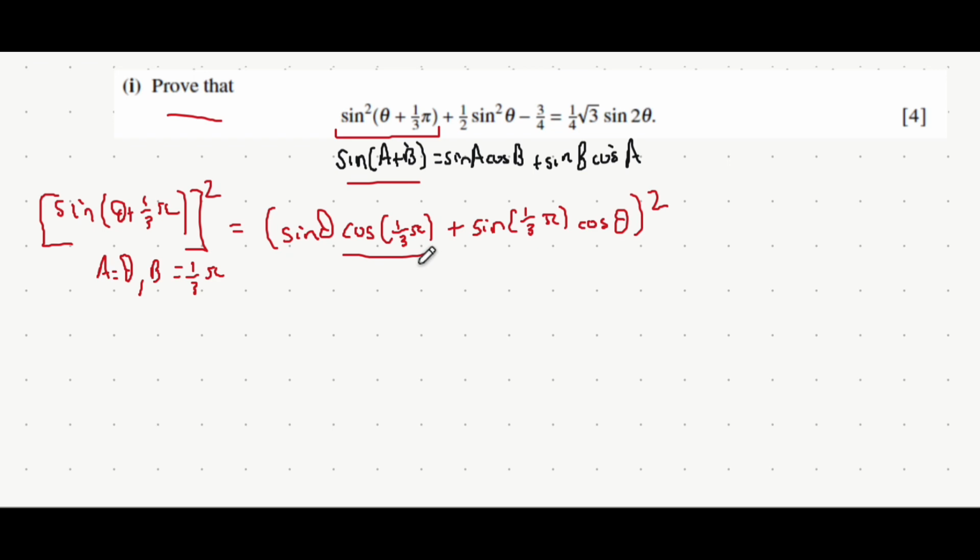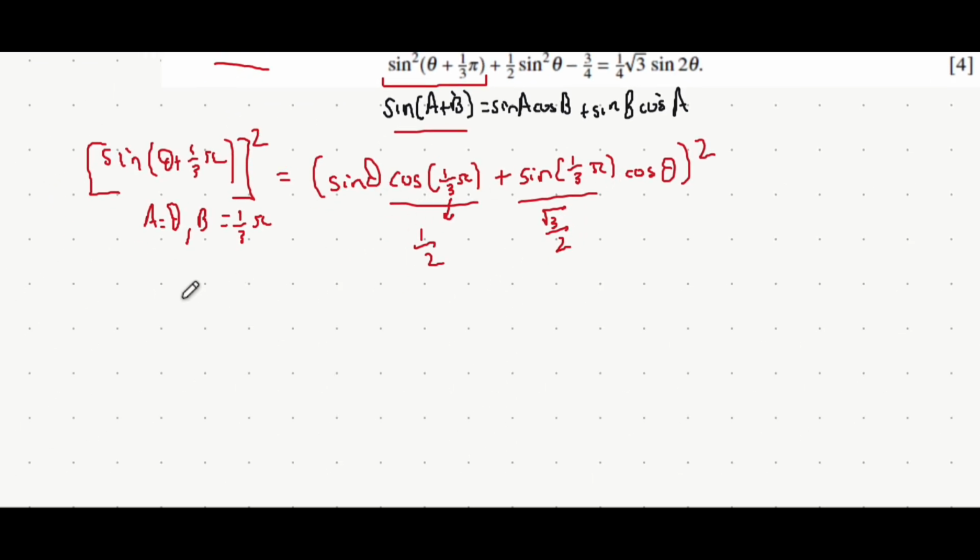So you're expected to know that cos of a third pi is actually just equal to a half, and that sine of a third pi is actually just equal to root 3 over 2. So let's do that. And putting that into this equation, we have a half sine theta plus root 3 over 2 cos theta all squared. Now when you square a bracket, that just means you're multiplying it by itself. So I'm going to write this bracket out 2 times. And then we can expand and simplify just like how we would if it was a quadratic. So I'll show you what I mean.